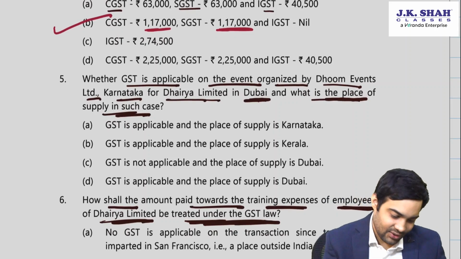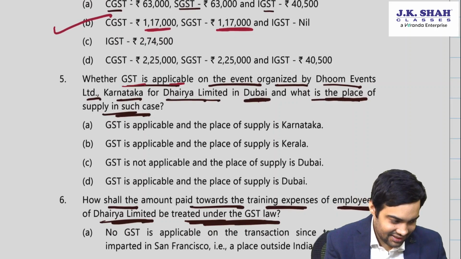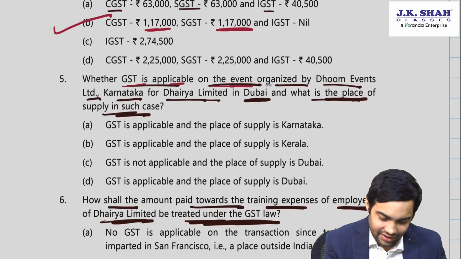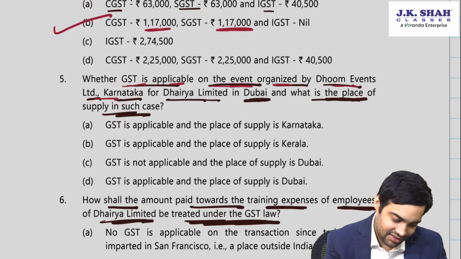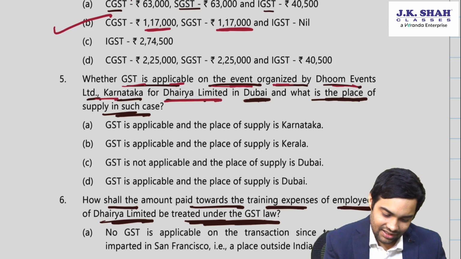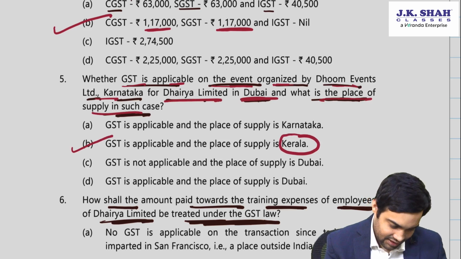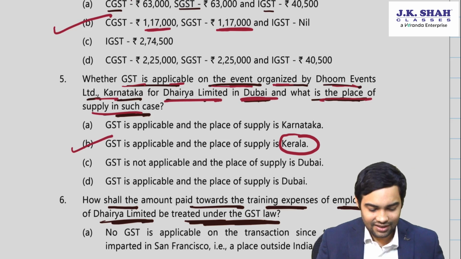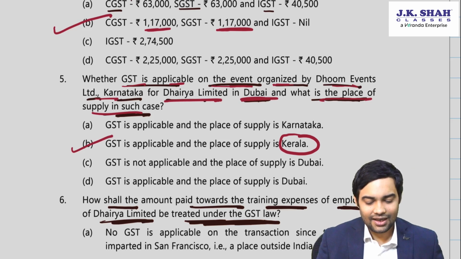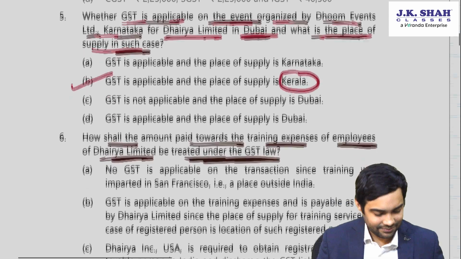And then you have, whether GST is applicable on event organized by Dhoom Events, Karnataka, for Dhairya in Dubai. What would be the place of supply in such cases? Place of supply will be Kerala. So the answer will be B. That is, GST is applicable and the place of supply is Kerala.